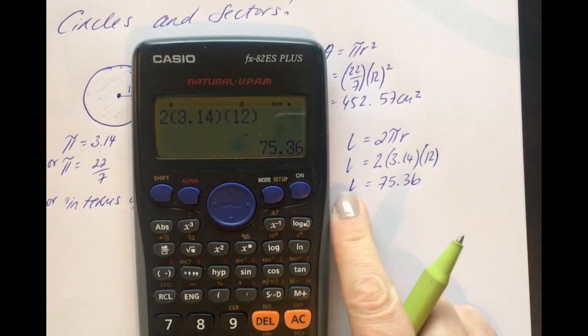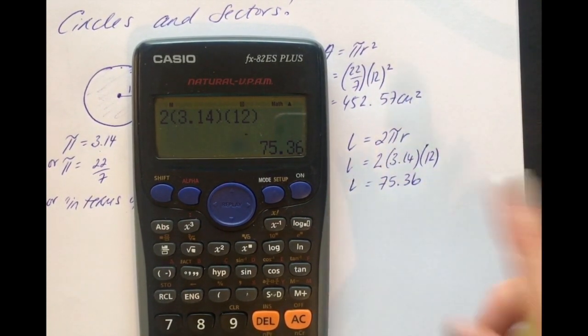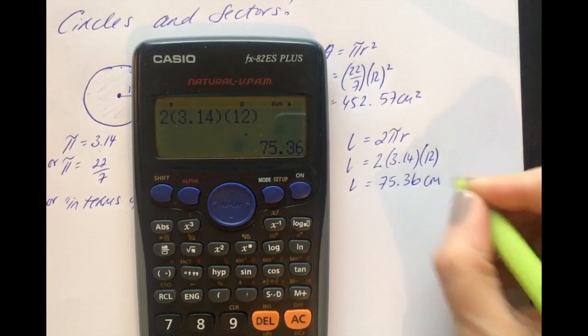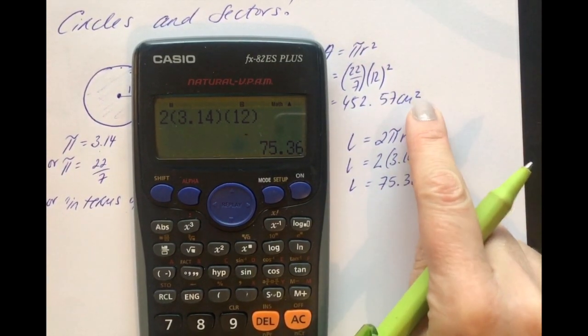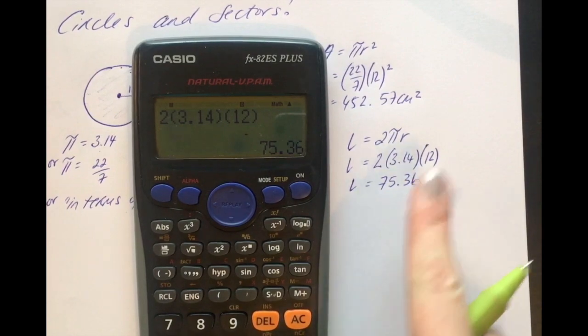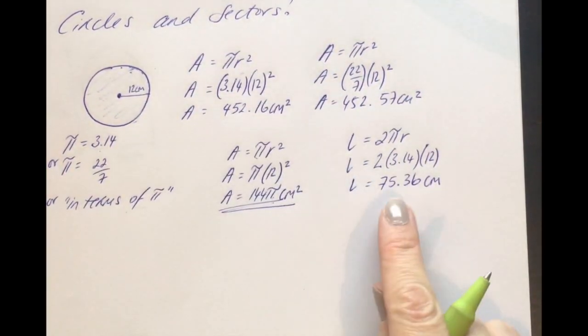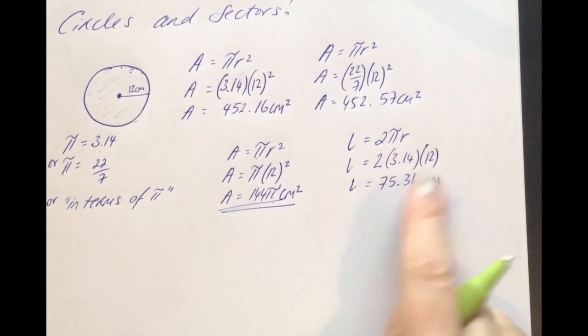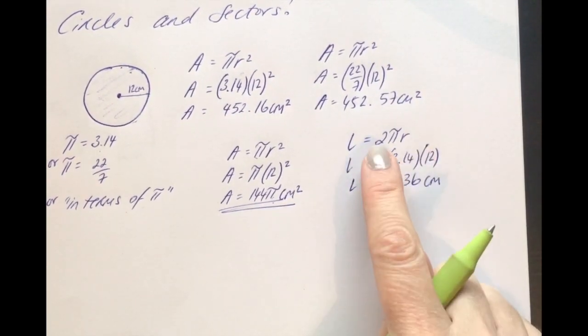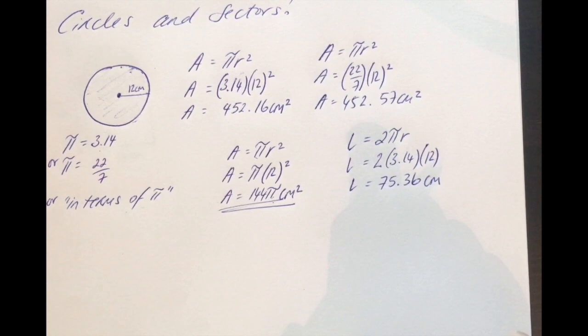So the length of the circumference is 75.36. Now, because it's just a length, it's just going to be centimeters. The only time it's going to be squared is if it's area, and this is not. This is just the length of the outline. So the answer is 75.36. Okay, and that's how we use that formula. Very straightforward. Follow it exactly.